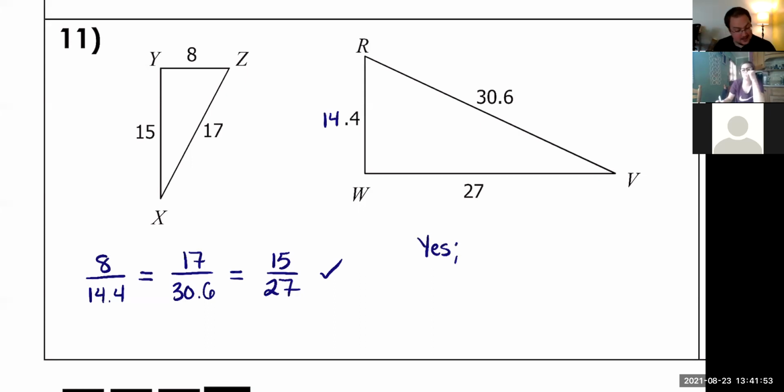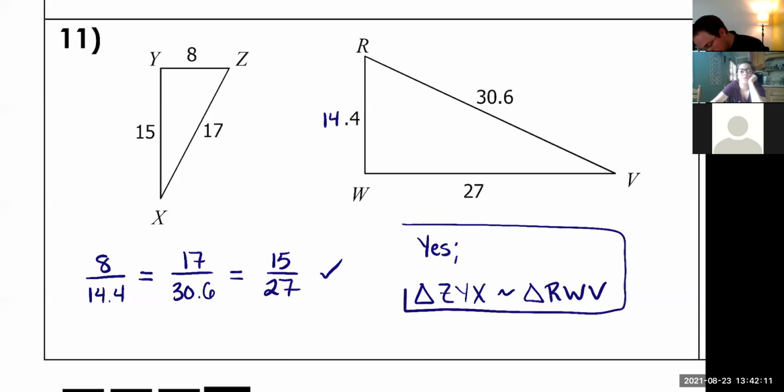So based off of side similarity, we can say that triangle ZYX is similar to triangle RWV.